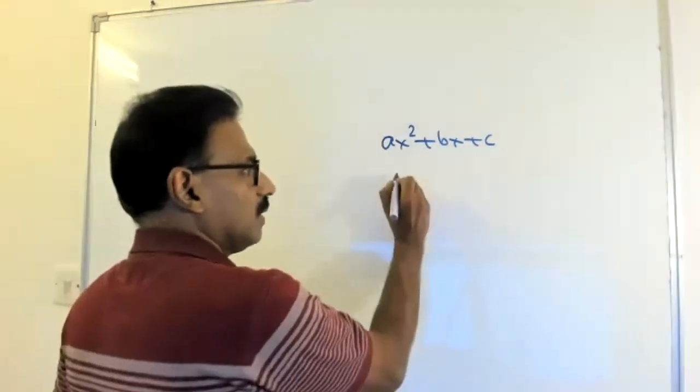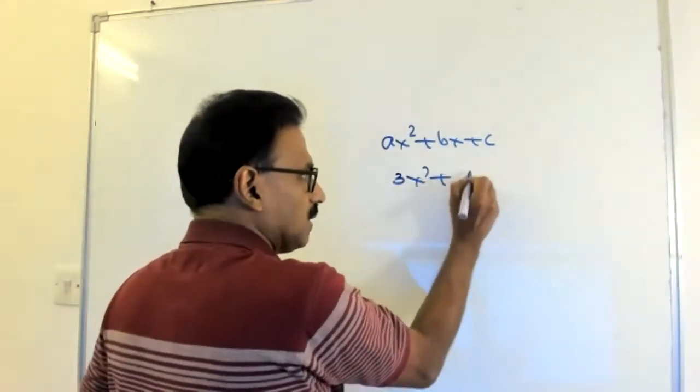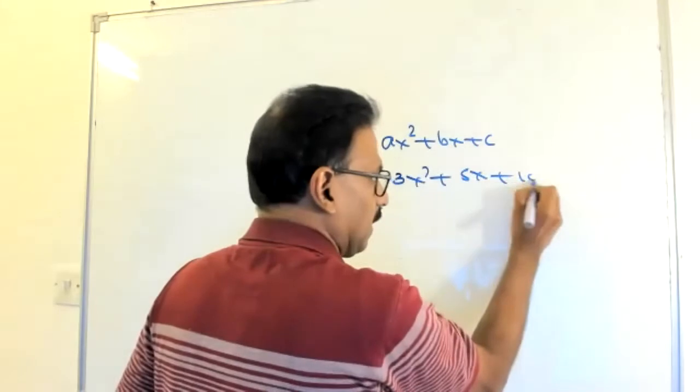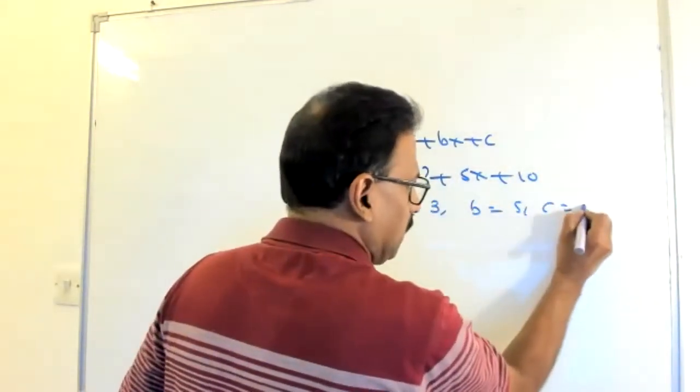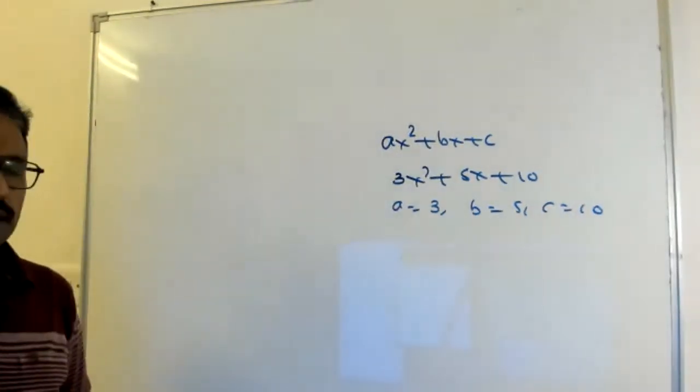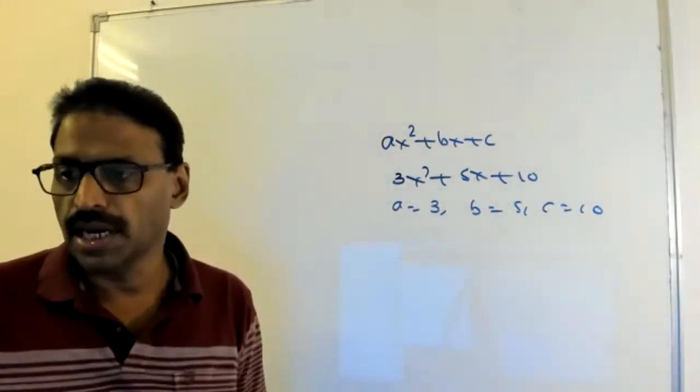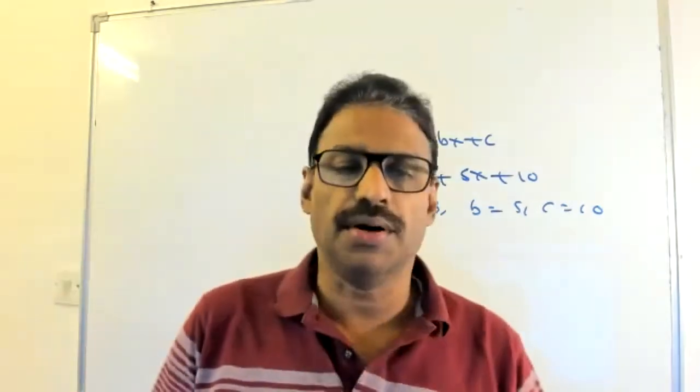Suppose an example, 3x square plus 5x plus 10. A equal to 3, B equal to 5, C equal to 10, like that. Okay. Now, I hope it is clear now. Now, another word, maybe everyone still has a doubt.